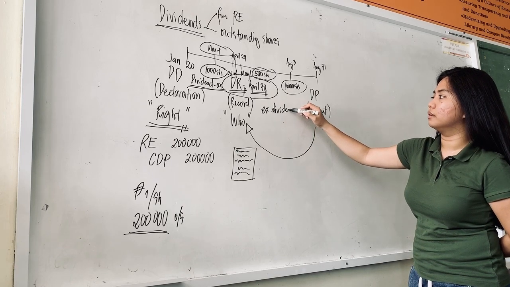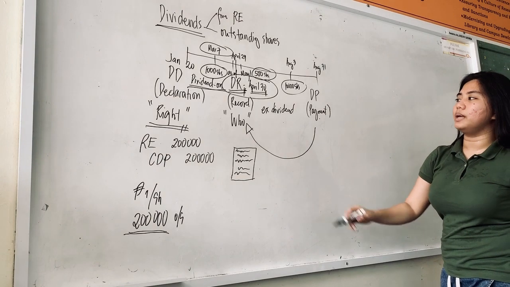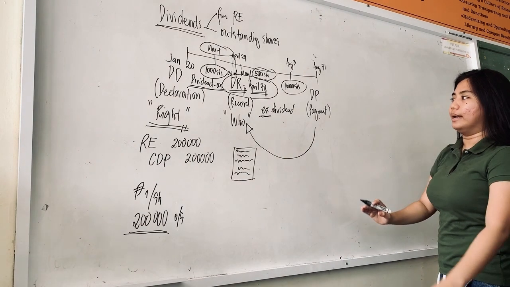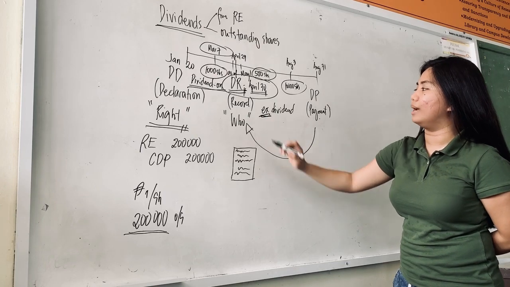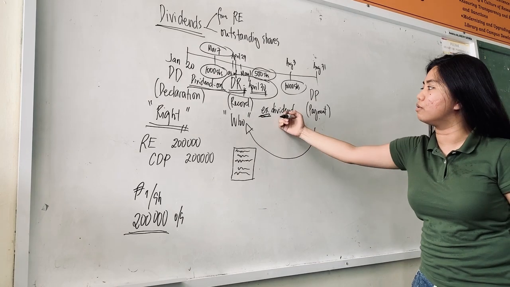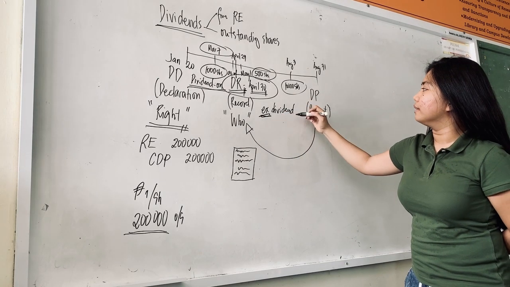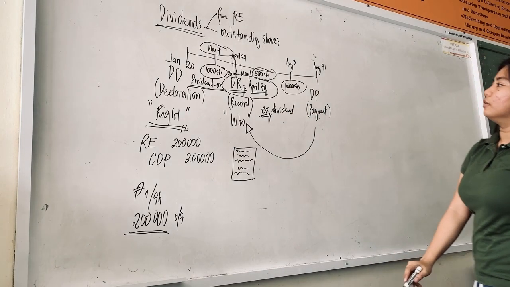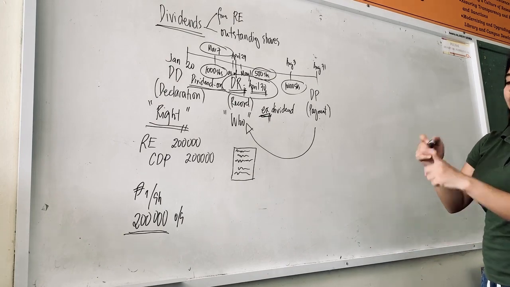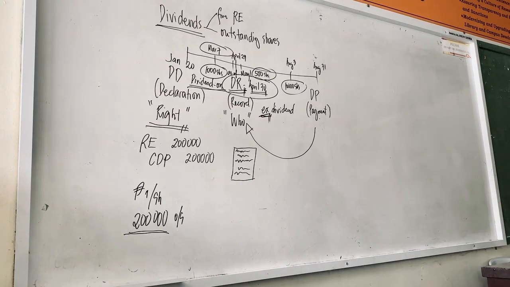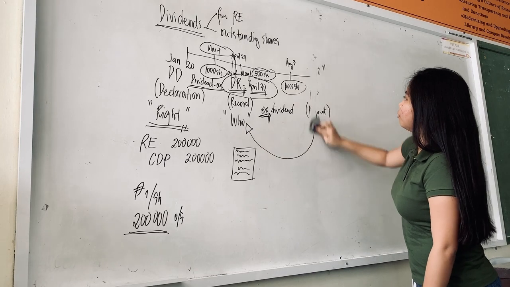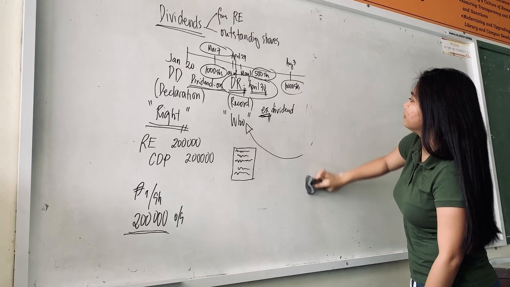ex-dividend. Ibig sabihin, ex na, wala nang kwenta. Okay? Maliwanag ka, ex na, ibig sabihin, wala nang halaga. Hindi mo na yan makukuha. Nakalampas ka na sa chance. Okay? So, yun yung tinatawag natin na ex-dividend. So, uulitin lang natin yung ating graph para mas maliwanag.